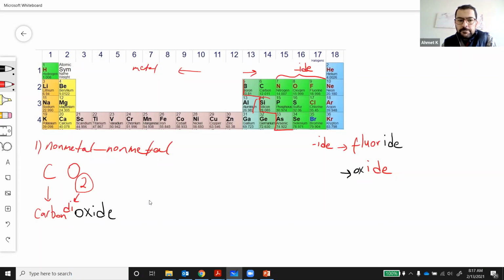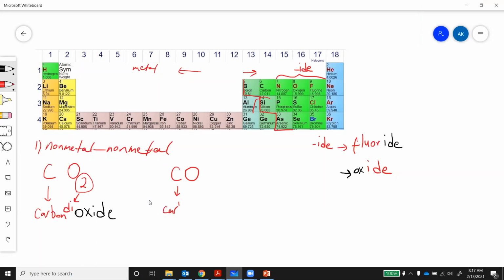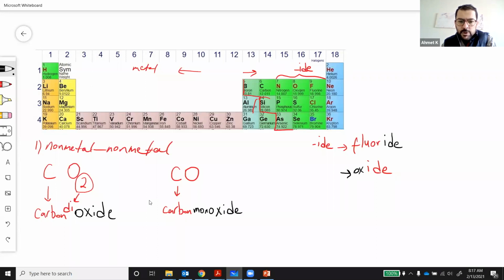Okay. And so let me give you another example. CO. So how would you name this? CO is carbon monoxide. Carbon monoxide, right? So here's the trick. Very good. You got it right. Carbon monoxide, right?